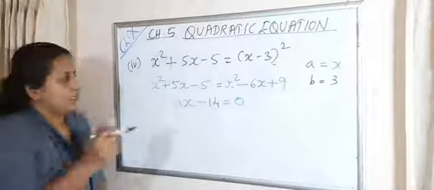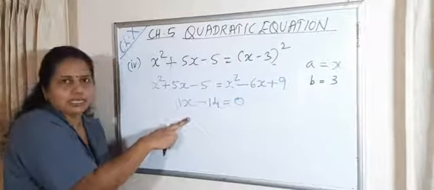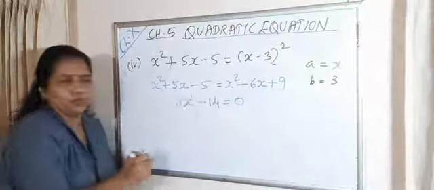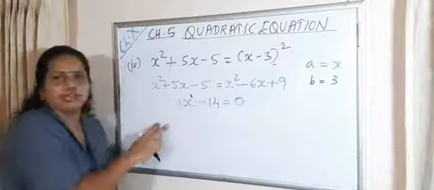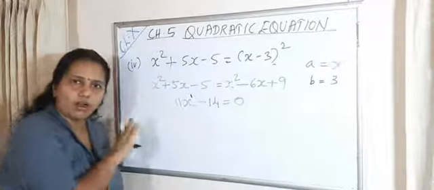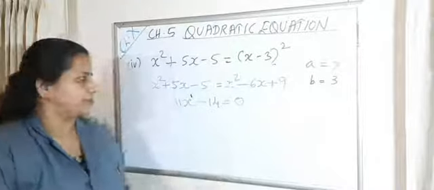Okay, is there any power 2? No, the power of x is 1 only, not 2. It is 1 only. So we can't say it's a quadratic equation. So we can say it is not a quadratic equation. Clear? Okay.